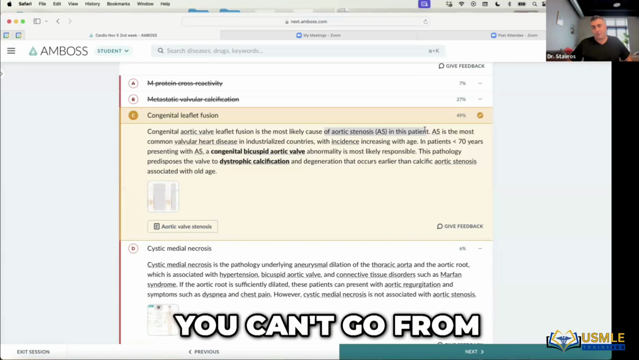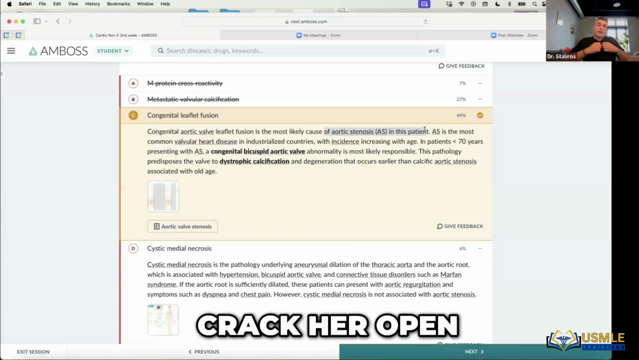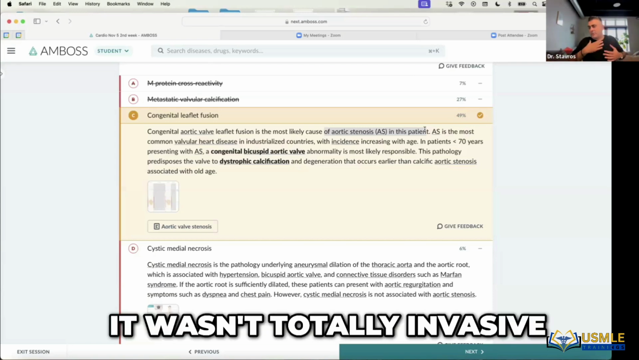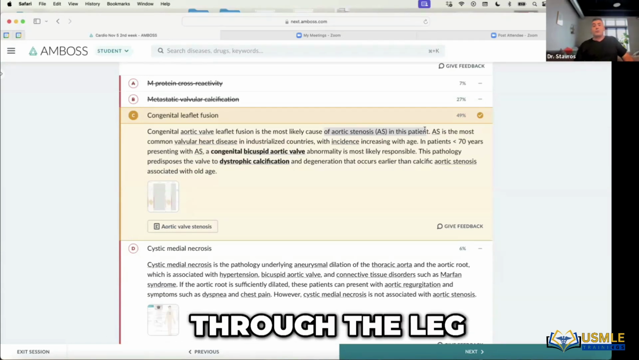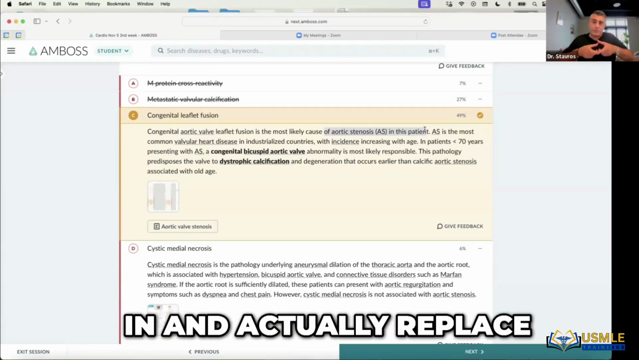You can't go from the femoral region up. So we had to crack her open. It wasn't totally invasive. It was as minimal as possible, but you couldn't go through the leg. You had to go in and actually replace the whole valve.